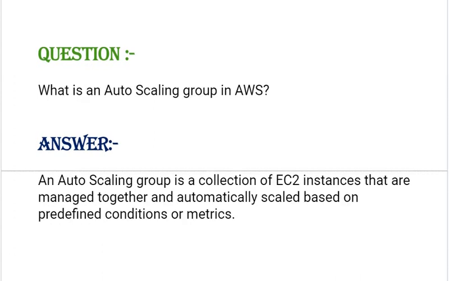Our next interview question is what is an auto-scaling group in AWS? Your answer should be an auto-scaling group is a collection of EC2 instances that are managed together and automatically scaled based on predefined conditions or metrics.